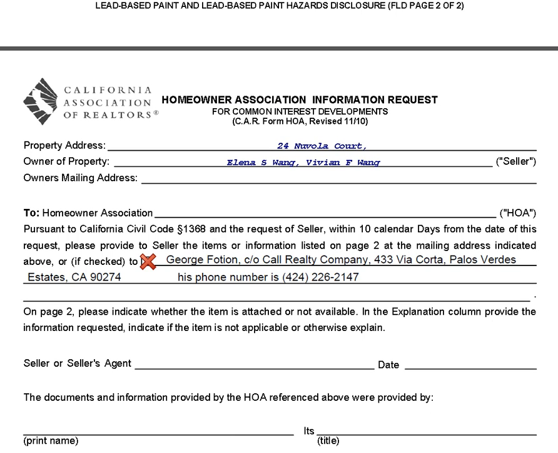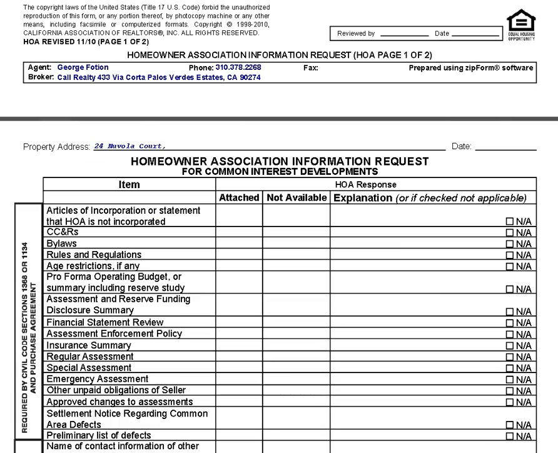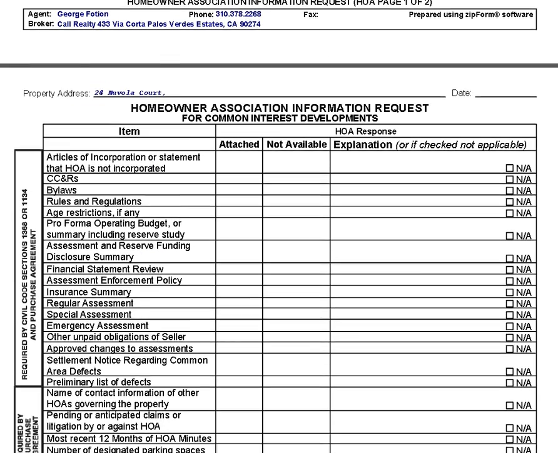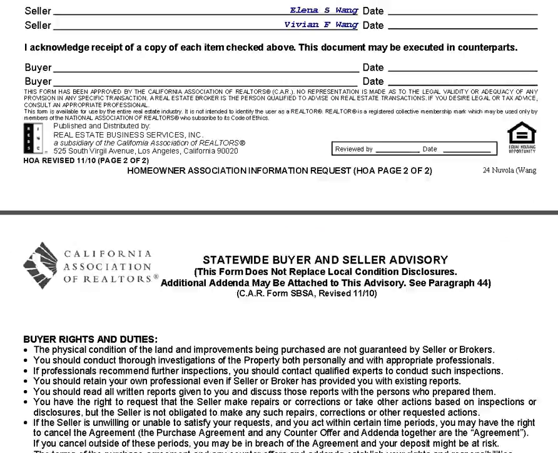The next form is for properties located in an area that is controlled by a homeowners association. This form is completed by the seller, asking the homeowners association management company to check the boxes that are appropriate and provide those documents for the buyer's due diligence.